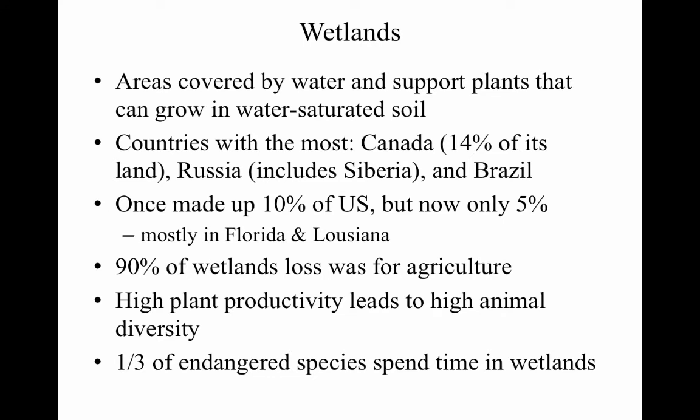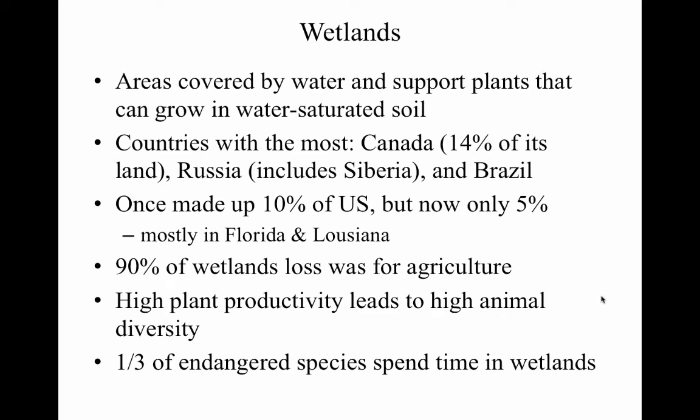Wetlands, which we've covered in great detail before. Area covered by water to support plants that can grow in water-saturated soil. Wetlands at least spend part of the year underwater. Countries with the most, the first one there is Canada. 14% of the total land of Canada is considered wetland, and also Russia is in there, but a lot of it's in Siberia where it's very cold and maybe the development demands are not as great. And Brazil with the Amazon and the rainforest, there's a lot of wetlands associated with that.